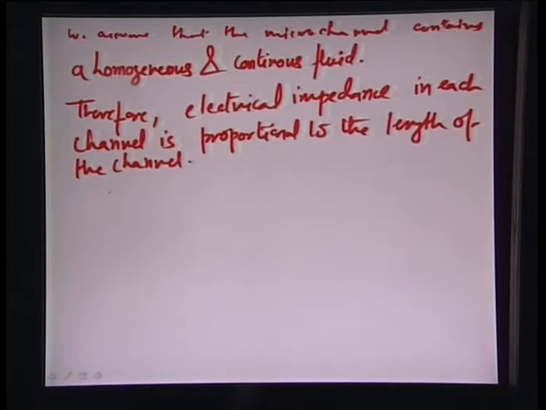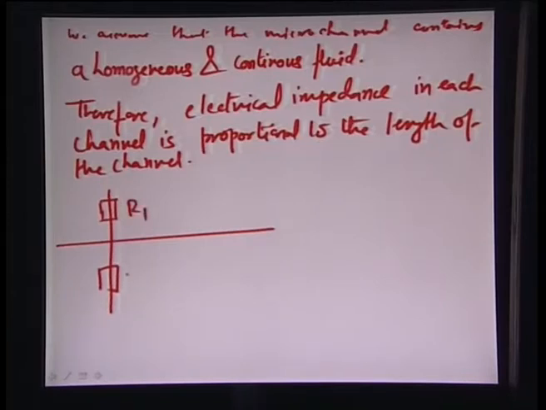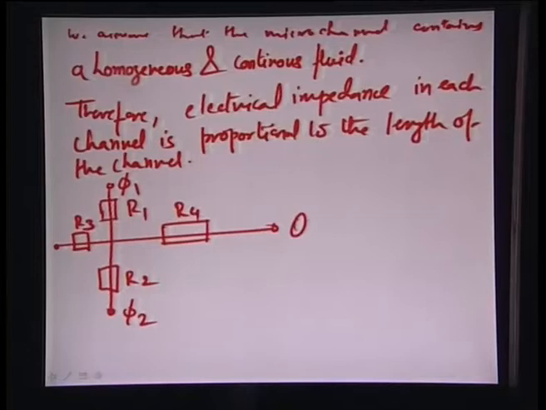Okay. So let us now draw this network again here, and we assume resistances R1, R2, R3 and R4 as an equivalent to show the resistance of the total channel. We also assume these potentials phi 1, phi 2, phi 4, phi 3, which have earlier been defined in the question. So we will try to find out what R1, R2, R3 and R4 are.